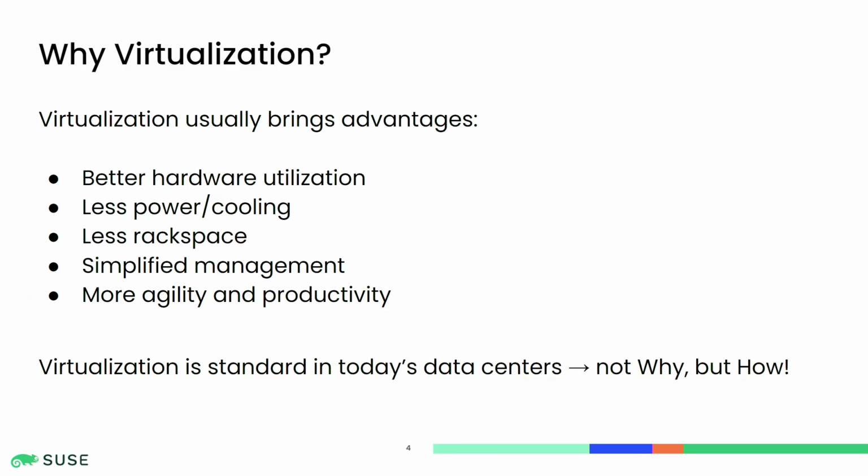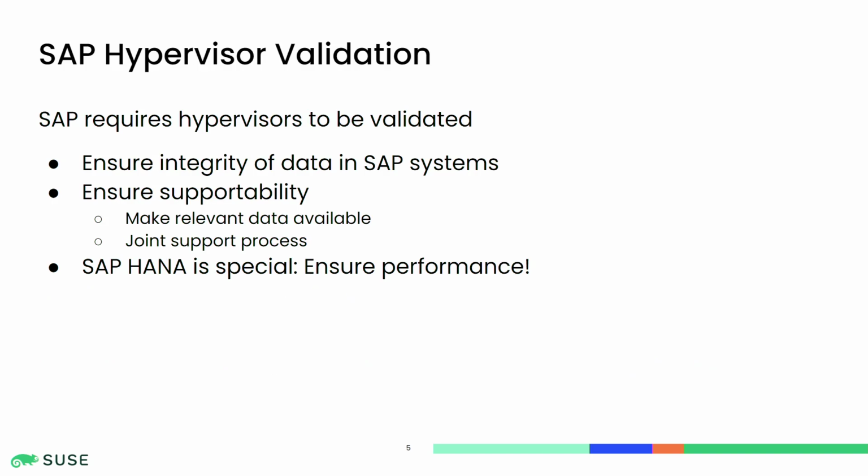So, SAP virtualization. Why would somebody do that? Well, it's pretty easy. Hardware virtualization is increasing the utilization usually. And with that comes a few other perks like that you need less power, less cooling, less rack space. However, the most important aspect, I think, is the simplified management and the agility you gain, and with that the productivity. So virtualization is a standard nowadays in data centers. So it's not really the question of why would you do that, but how. And this is what we want to talk about today.